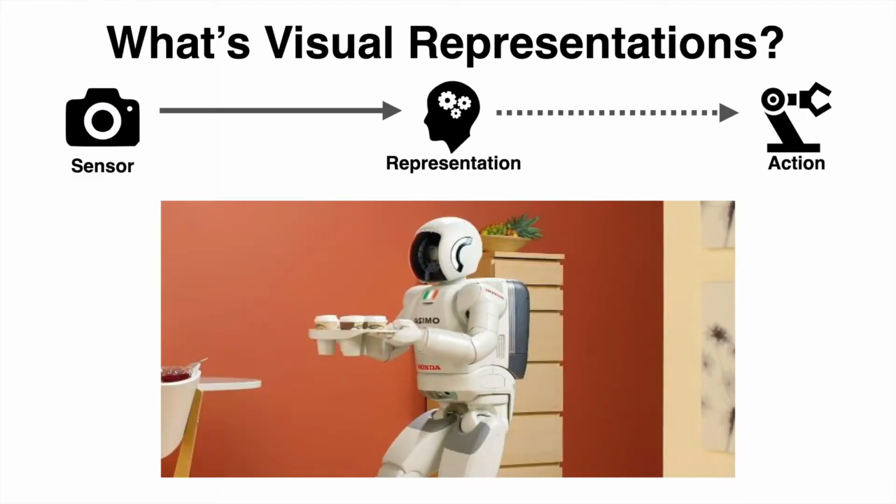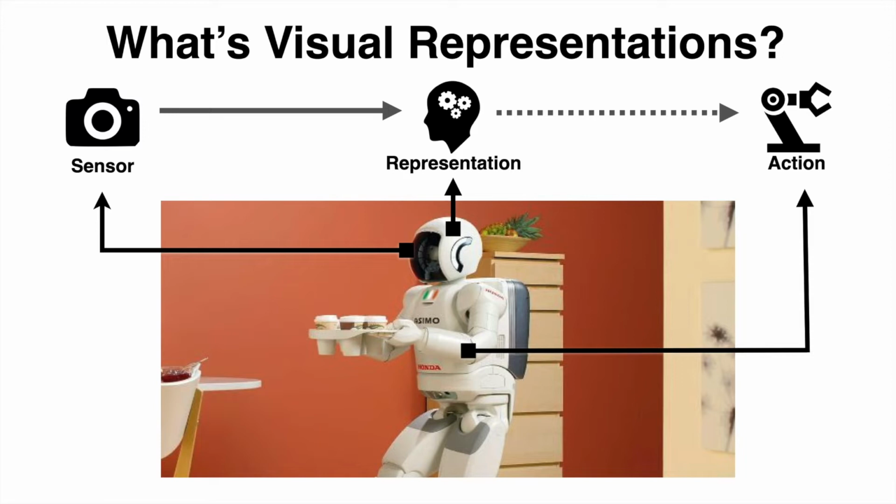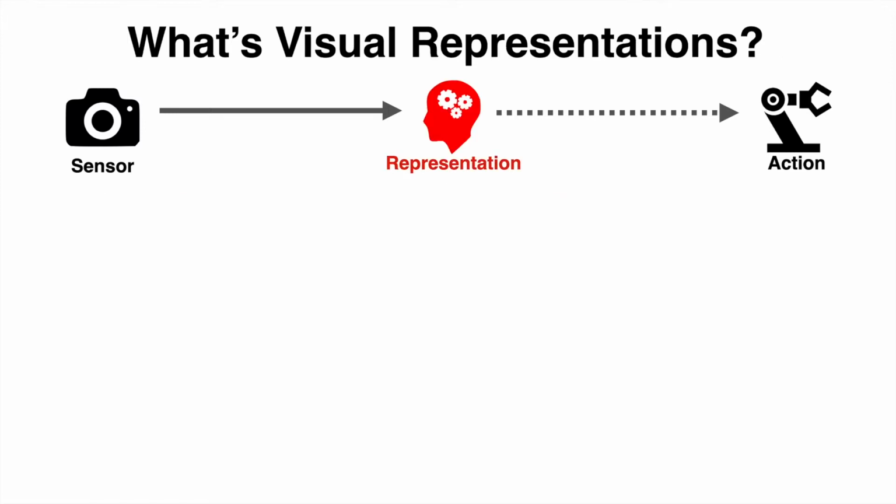So here I'm showing you a typical pipeline of a vision-based robotic system, where the system normally starts with some sort of raw sensory input that tries to record the physical world, normally in the form of images or videos. And then the computer vision algorithm will try to convert the raw sensory input into a meaningful representation that describes the environment. And hopefully, this high-level representation can be directly used by the robotic system to perform actions such as grasping the coffee cup or walking around your home.